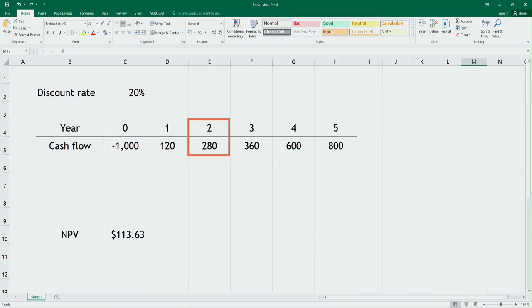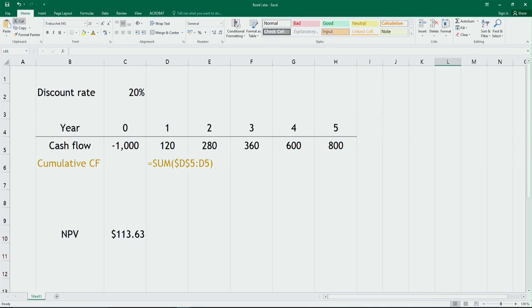Since we want to get the sum of multiple cash flows, we'll use the sum function here. For example, if you want to calculate the cumulative cash flow in year 3, you'd get the sum of the numbers in cells from D5 to F5. Similarly, if you want to calculate the cumulative cash flow in year 4, you get the sum of the numbers in cells from D5 to G5. In fact, we can fill out all cells in row 6 quite easily if we enter the following formula in cell D6 and copy it to the rest of the cells in the same row.